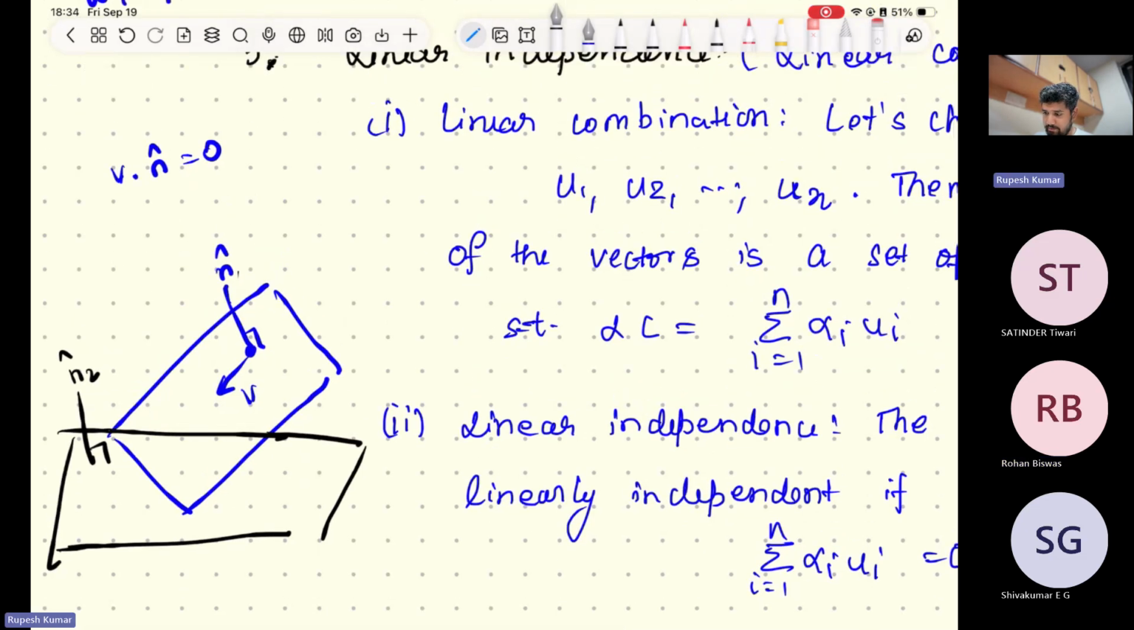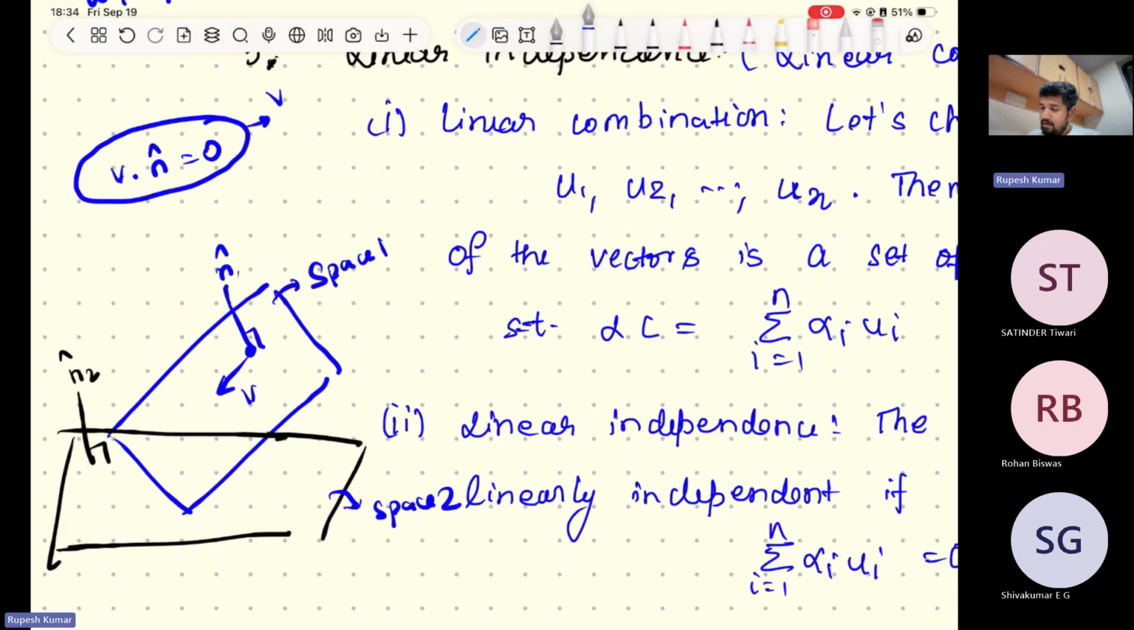What is the doubt? So now the doubt is about the one vector property from that blue plane. Let's call this space 1, and this is our space 2. My claim is V is in space 1 if and only if V dot n cap 1 equals 0. Do you agree with this? Yes, this is true.